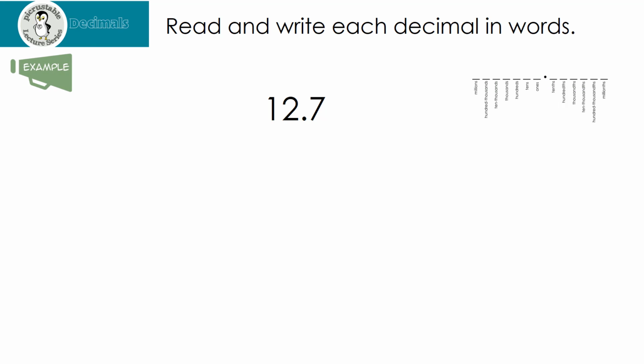Now that we know how to identify the place value, let's actually read and write each decimal. It's actually pretty easy. The first thing we do is read the whole number. That's this guy. Of course, that's 12. Hopefully you remember when we were doing whole numbers, we leave the decimal point for the and. So next we'd say and.